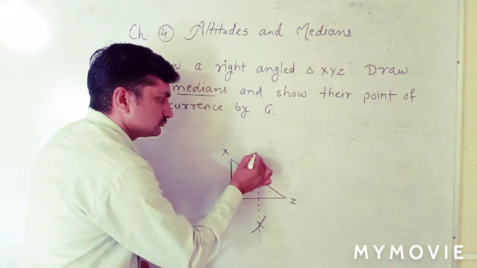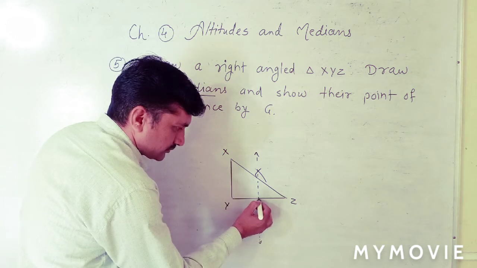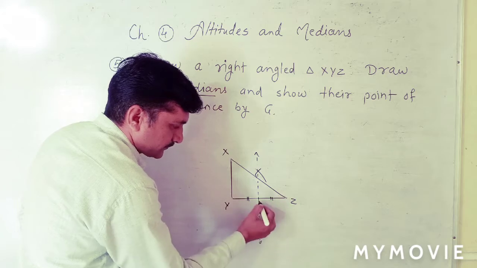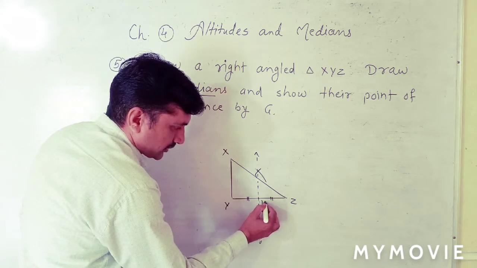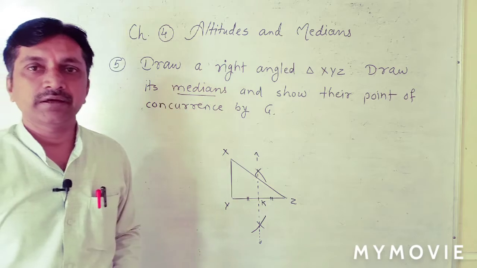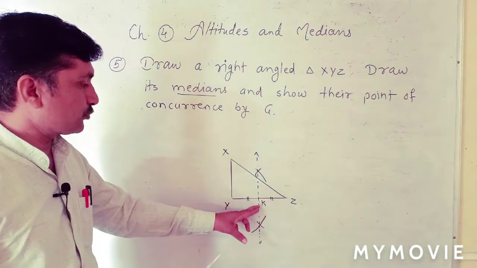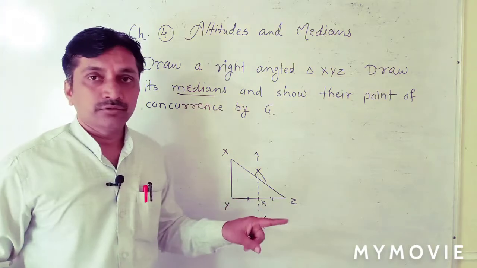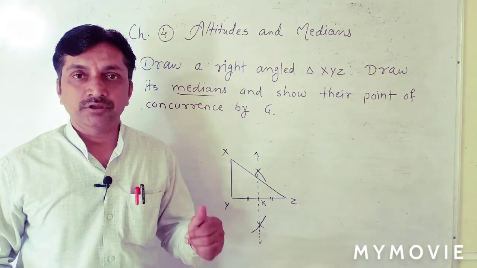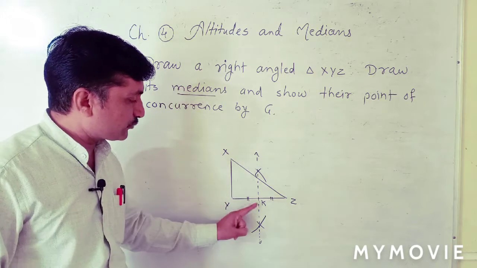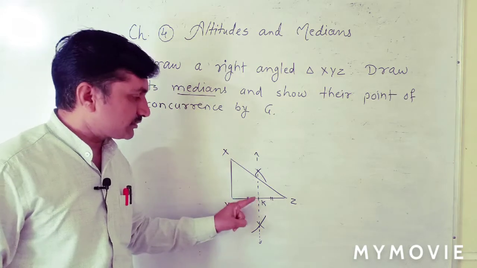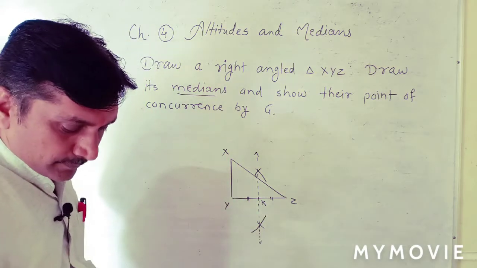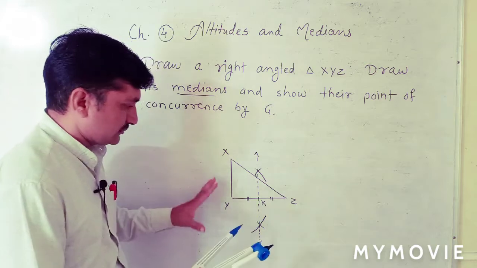Now here we got the midpoint. I give an identical mark here and write K for the midpoint. Okay, K, L, M we will give. K is the midpoint of YZ. Now we want the median. Which segment is called a median? The segment joining a vertex and the midpoint of the opposite side. If we join it, then we get a median. But first let's complete all midpoints and then we will join them.